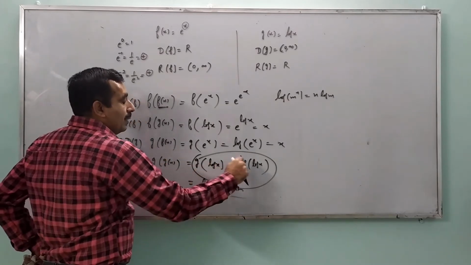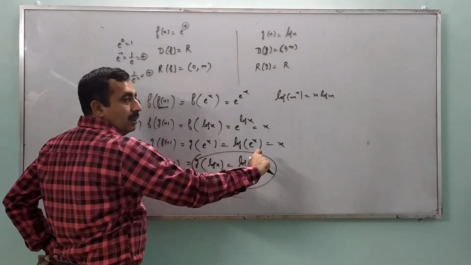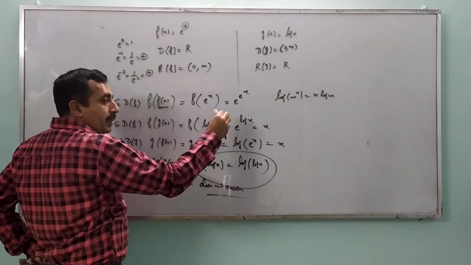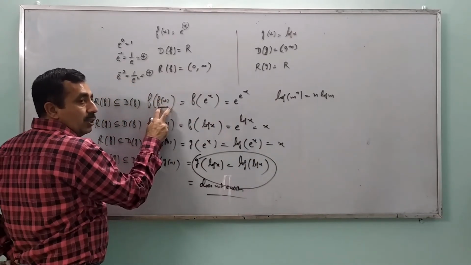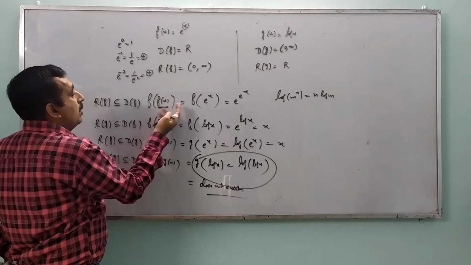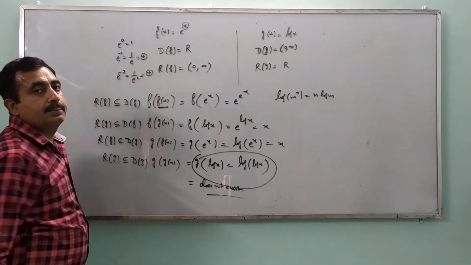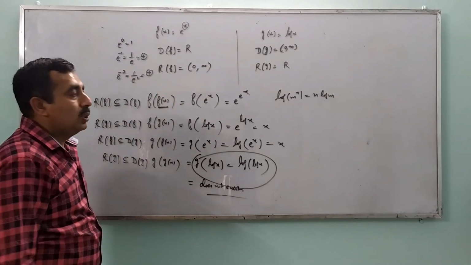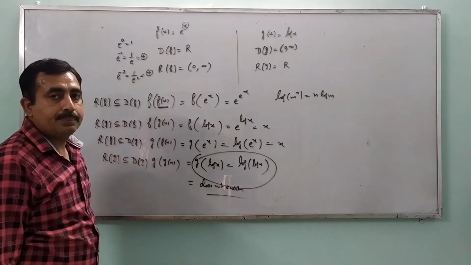You are not to write like this. So when we write, the inner function's range should be a subset of the outer function's domain. So they are called composite functions.